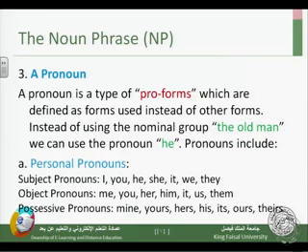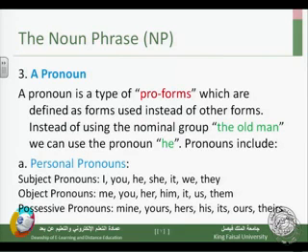Pronouns include several types. The first one is personal pronouns. Personal pronouns are further subdivided into subject pronouns like I, you, he, she, it, we, and they. These can function as subjects, and they are called subject pronouns. Object pronouns like me, you, her, him, it, us, and them can function as objects. This is why we call them object pronouns.